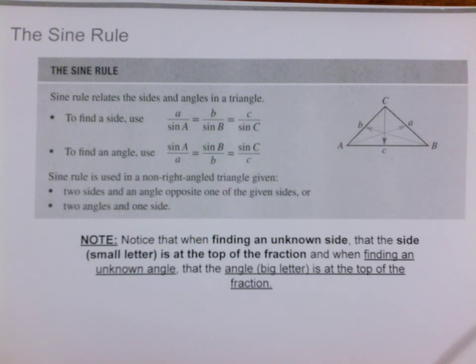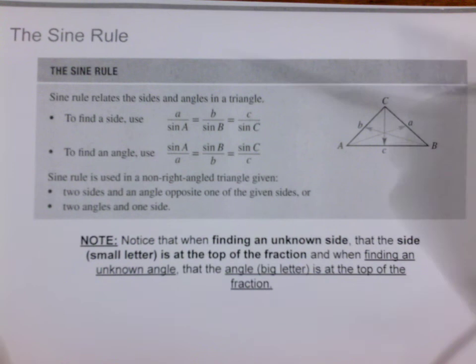Okay, the sine rule. Well, this is used for finding missing sides and missing angles of non-right angled triangles. And if you think about it, this chapter's called right angled trigonometry, but in actual fact, we've done a lot with SOHCAHTOA, which is all about right angles. So what happens when triangles aren't right angled? How can we find missing sides and missing angles?